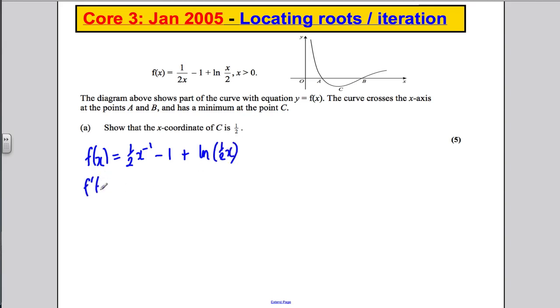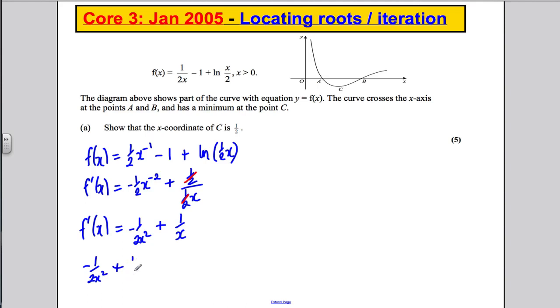I'm going to differentiate this, work out f dash x. Well, this would be minus a half x to the minus 2. 1 differentiates to nothing, and this differentiates to the differential of a half x, which is a half over a half x, and the halves can be divided off top and bottom. So therefore f dash x is negative 1 over 2x squared plus 1 over x. Okay, now at a minimum dy by dx is 0, so you're solving negative 1 over 2x squared plus 1 over x is equal to 0.